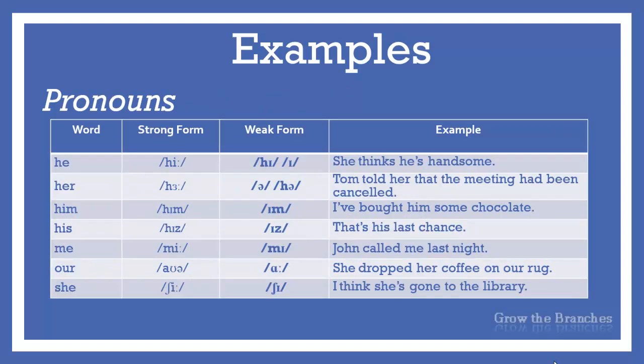Examples of pronouns. He. She thinks he's handsome. Her. Tom told her that the meeting had been cancelled. Him. I've bought him some chocolate. His. That's his last chance. Me. John called me last night. Our. She dropped her coffee on our rug.